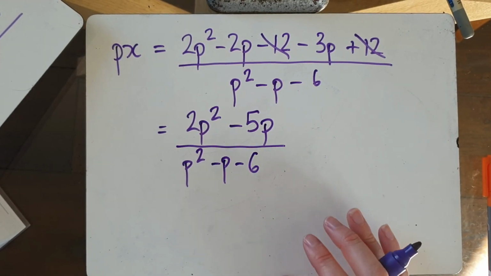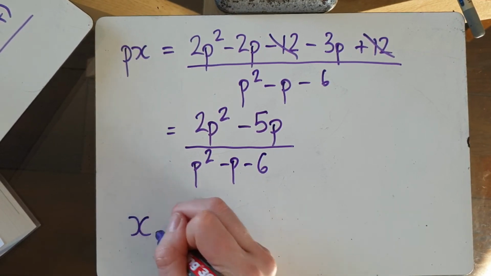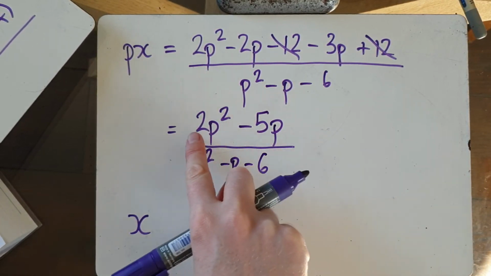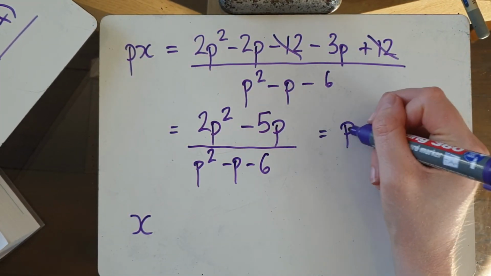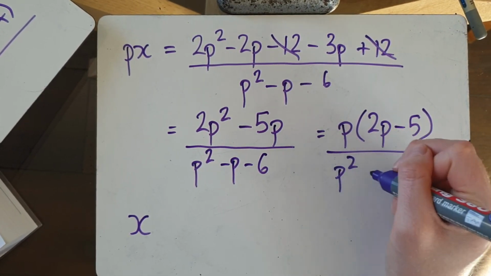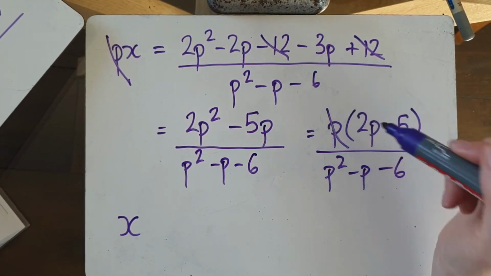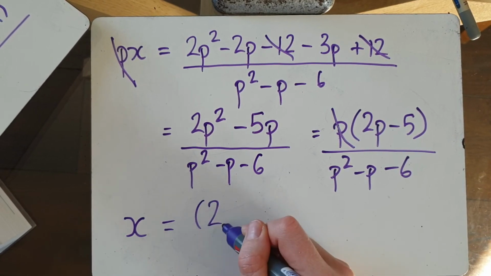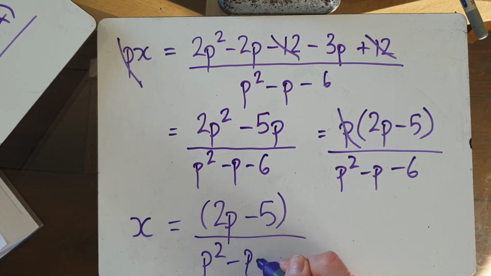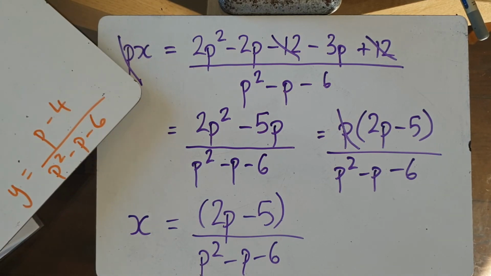Actually, that's not so bad in the end. So then, if I want to make this just x, divide both sides by p. This numerator has a factor of p. That is actually p into (2p minus 5). So if I divide both sides by p, this one goes and this one goes. So I end up with x equal to (2p minus 5) over (p squared minus p minus 6). So that is our solution for x.